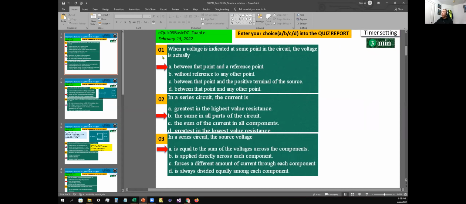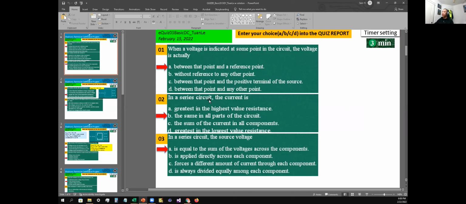Okay, question 1. When a voltage is indicated at some point in the circuit, the voltage is actually between that point and the reference point. This is the same thing when we run on the MCM7, we did that. So it's always between that point and the reference point. So the answer is A as in apple for number 1.